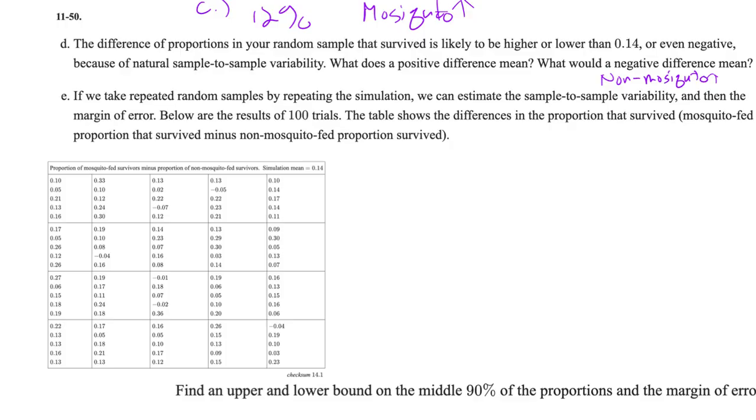So part E says this. If we take the repeated random samples by repeating the simulation, we can estimate the sample-to-sample variability and then the margin of error. Below are the results of 100 trials. So this is nice because they didn't actually make us do all these trials like we did on the last one. This one, they're just giving us the data. So the table shows the difference in the proportions that survived minus the non-mosquito fed.